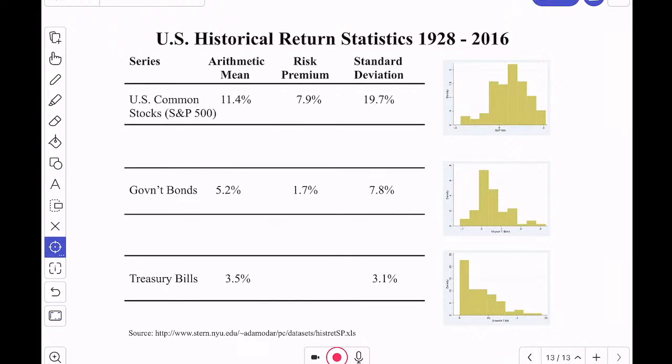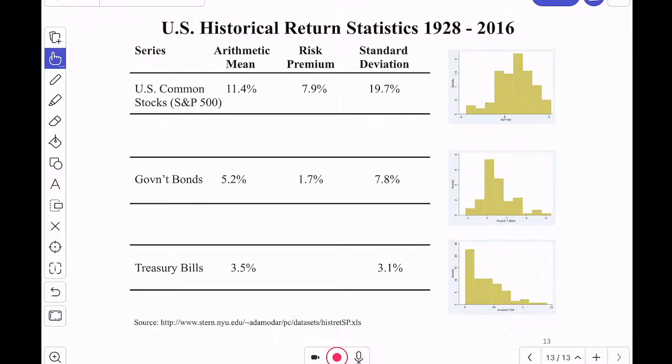So you see U.S. common stock from the S&P 500. They plot like this. It looks approximately normally distributed with a mean of 11.4 and a standard deviation of 19.7. This is what we drew in the curve together. Government bonds on average return 5.2% with a 7.8% standard deviation, much less risky because governments guarantee the returns. This is perceived as less risky and investors don't need to be compensated as much.